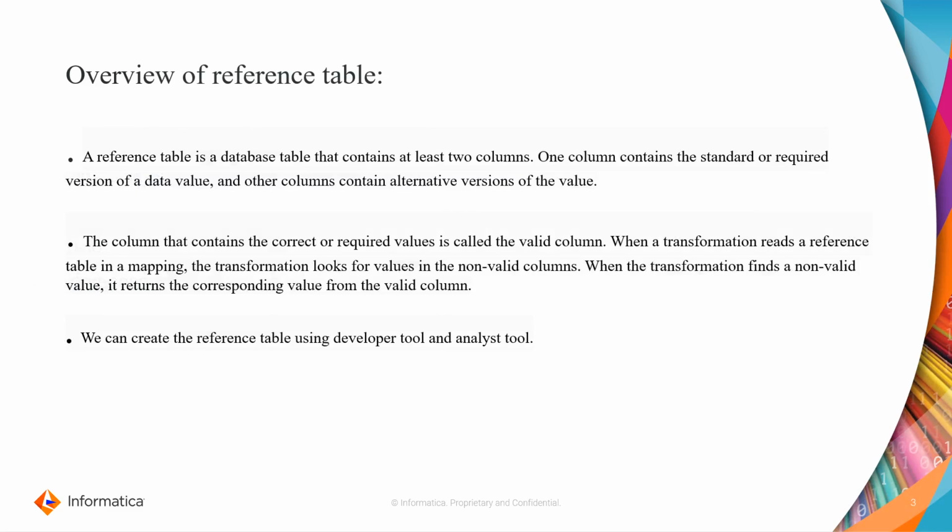Overview of reference table. Reference table is a database table which should contain at least two columns. One column should contain the standard or valid data and the remaining columns contain the alternative versions of the same data. The column that contains the valid values is called the valid column and the remaining columns are considered to be the non-valid columns. In a mapping, when a transformation reads a reference table, it looks for a value in the non-valid column. When the transformation finds a non-valid value, it returns the corresponding value from the valid column.